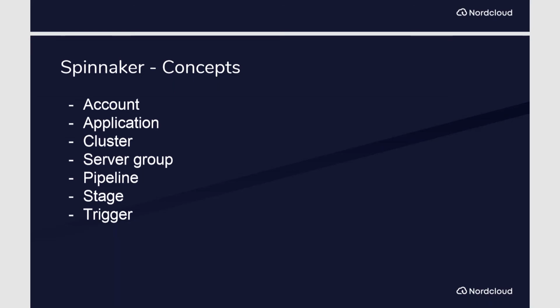And the second level is the applications. So you normally, of course, have several applications in use, and this is the Spinnaker internal abstraction for that. Under one application, you can have one or several clusters. These are like different software components, and below that you have server groups.